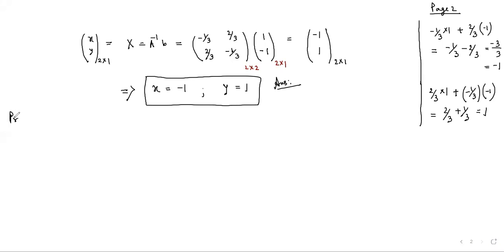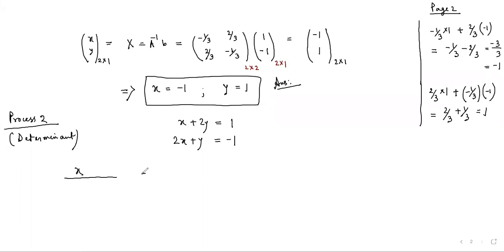And the second process that we can talk about to solve the same system of equations is called the determinant process. The determinant process goes like this. I'm again writing the system, which is X plus twice Y equal to 1 and twice X plus Y is equal to minus 1. And after that, you can write it as X, Y, in this manner, and 1. In the denominator over here, you can put the determinant 1, 2, 2, 1.